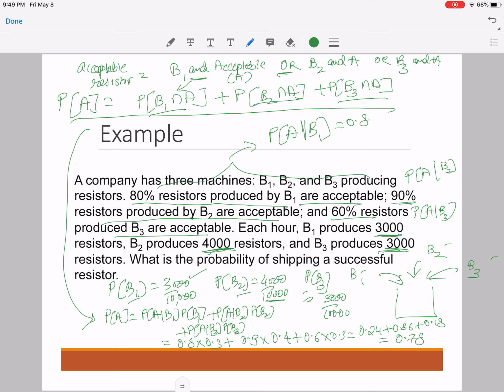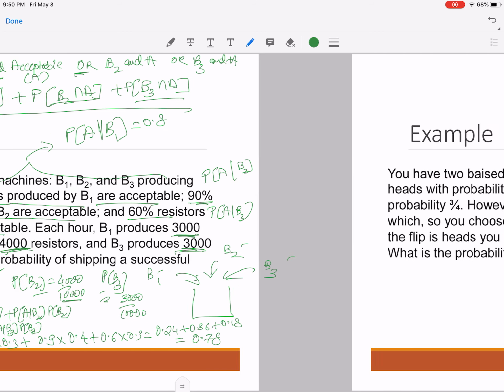You can pause your video here, and you may want to replay this example just one more time so that the law of total probability concept is clear to you. Once you're ready, you can unpause your video and we can move on to the next example.